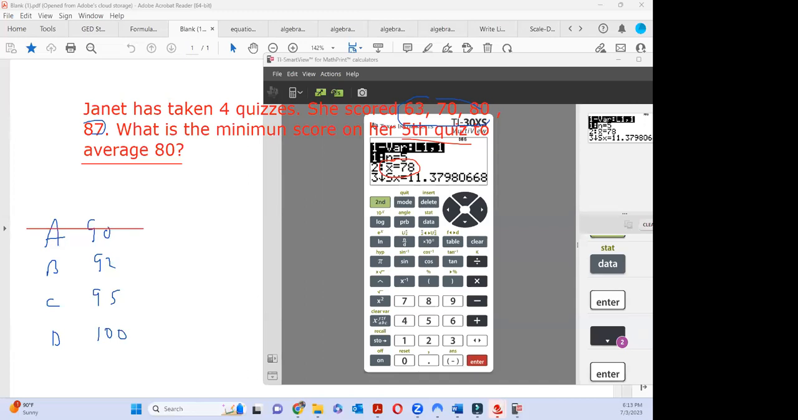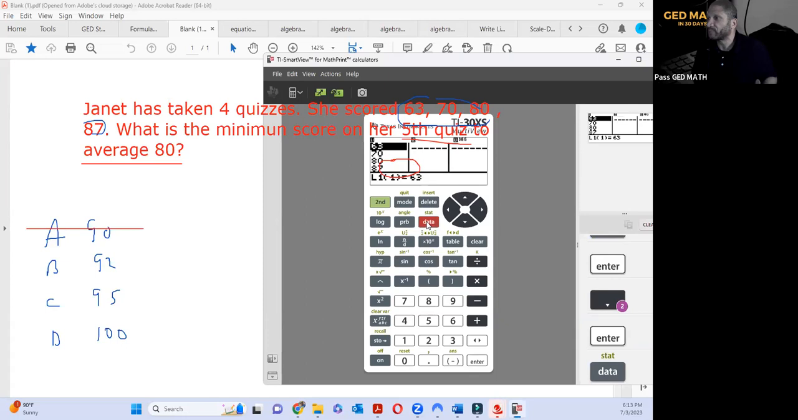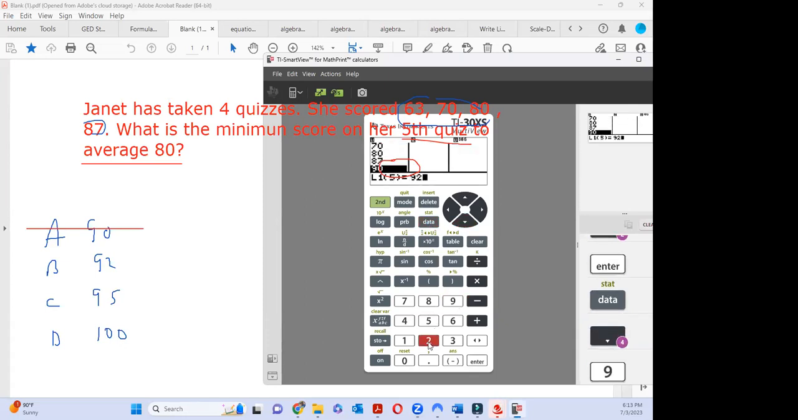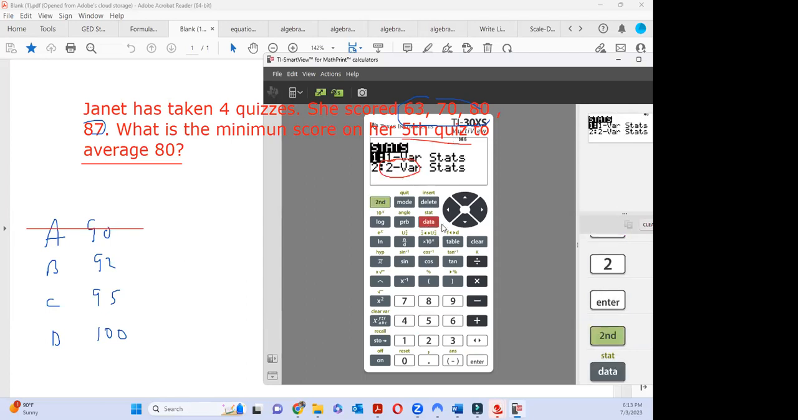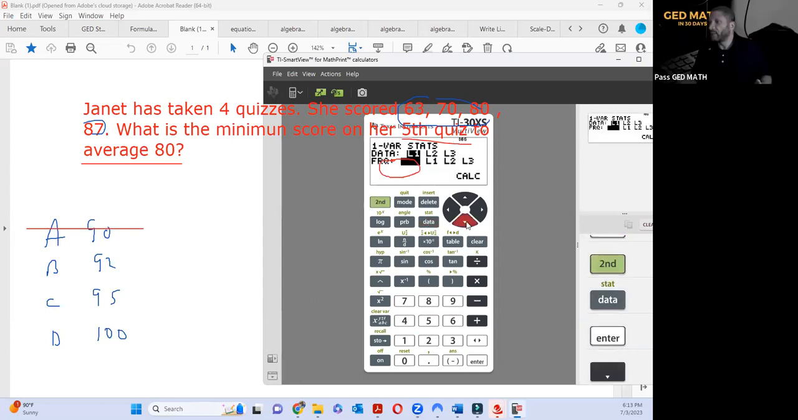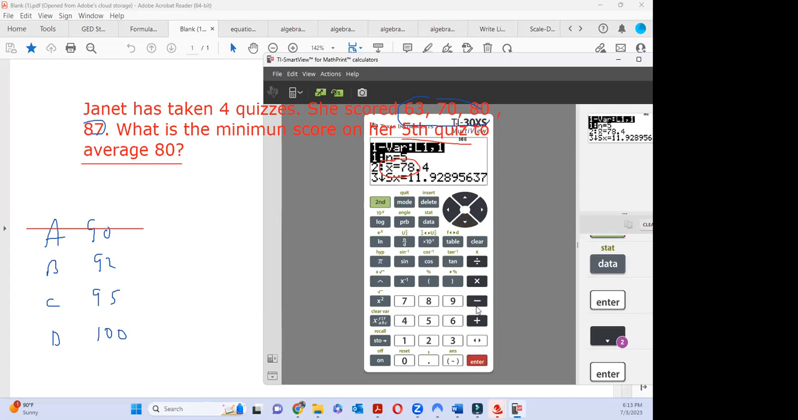Right. So I simply, and this is very important that you understand, and this is why you practice, because you want to be ready. So now what I'm going to do is I'm going to go back to data and I'm going to change that last value from 90 to 92. Same thing, second data, one variable, calculate. Let's see if I get an average of 80. I still don't get an average of 80. So you know what? 90, 92, 95 may not be the answer. Because when I went from 90 to 92, I only went up 0.4. So it's probably not 95.